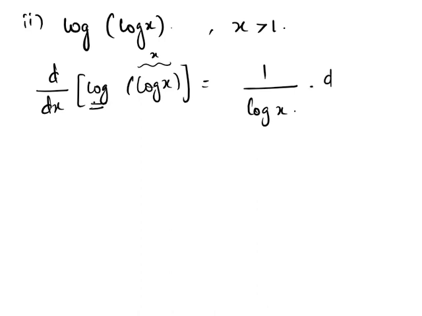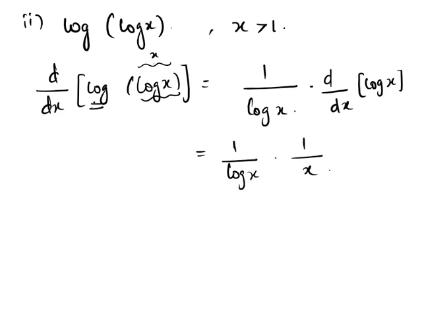and again differentiating the inner term. The inner term is log x. So we will get 1 divided by log x, and differentiating log x again, it will be 1 by x. So the answer will be 1 by x into log x. So this is the answer for the derivative. This is the question we have solved for part B.